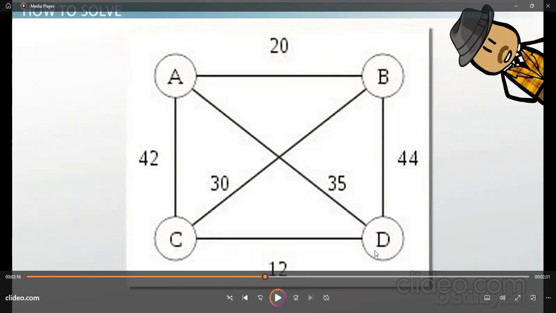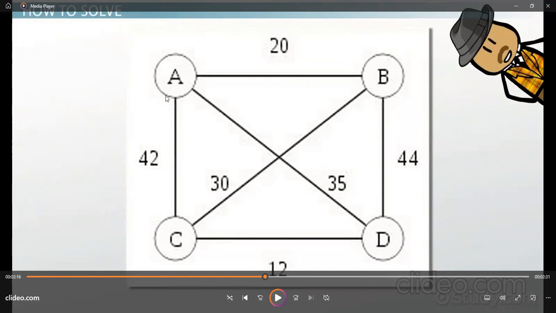Next, you can consider from D going to C, so 12 plus 42, which is 54. Then from A to B, the cost will be 74. But the previous one is 62, and this one is 74. And next, you can consider B to A: 44, then 20. So from this itself we are getting 64.